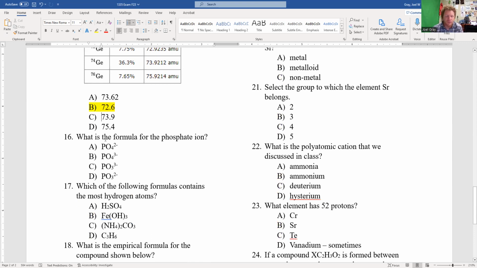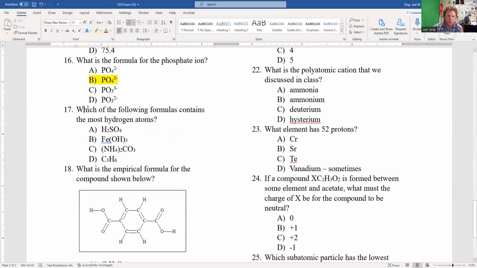Phosphate and sulfate are different from one another. They both have 4 oxygens, but phosphate has a 3- charge. Which of the following formulas contains the most hydrogen atoms? Well, this is asking you to think about when you see subscripts and when you see parentheses.